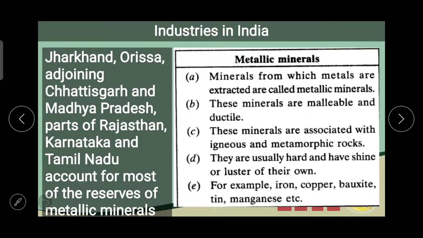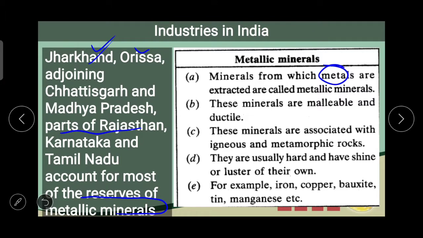Jharkhand, Orissa adjoining Chhattisgarh and Madhya Pradesh, parts of Rajasthan, Karnataka and Tamil Nadu account for most of the reserves of metallic minerals. Metallic minerals. Now what is metallic minerals? Minerals from which metals are extracted are called metallic minerals. And where do we find these? In Jharkhand, Orissa adjoining Chhattisgarh and Madhya Pradesh, parts of Rajasthan, Karnataka and Tamil Nadu.